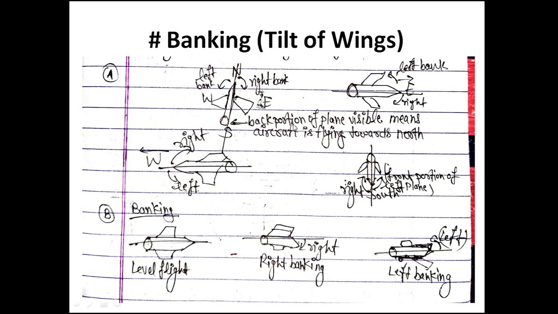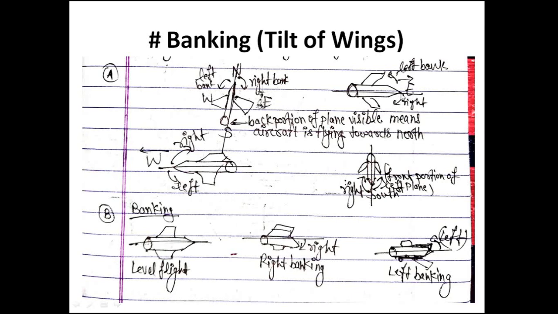Now when you are seeing the back portion, when the back portion of the plane is visible, it means the aircraft is flying towards north. And when your aircraft is turning towards right, it is called right banking, and when it is turning towards left, it is called left banking.